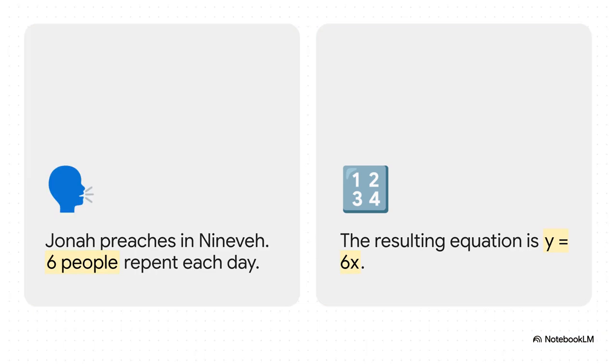And we see it again with Jonah. For every day he preaches, 6 people repent. So it's Y equals 6X. The lesson strategy here is pretty clear, right? Repetition is the key to getting this concept to stick.